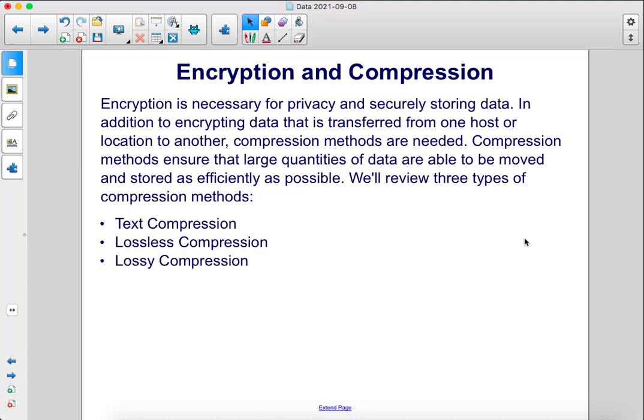In addition to encrypting data that is transferred from one host or location to another, compression methods are needed. Compression methods ensure that large quantities of data are able to be moved and stored as efficiently as possible. We'll review 3 types of compression methods: text compression, lossless compression, and lossy compression.